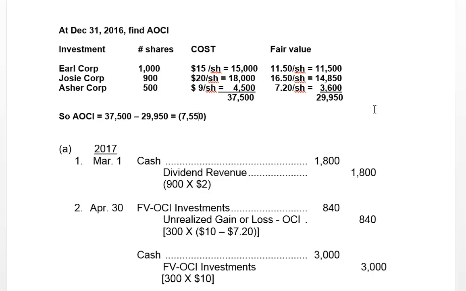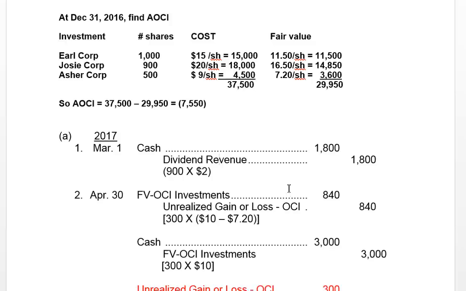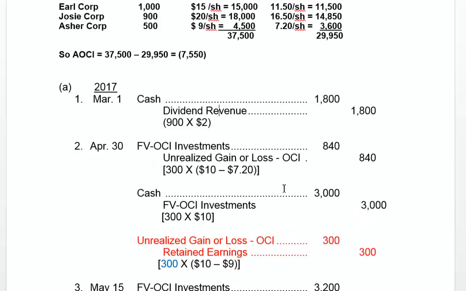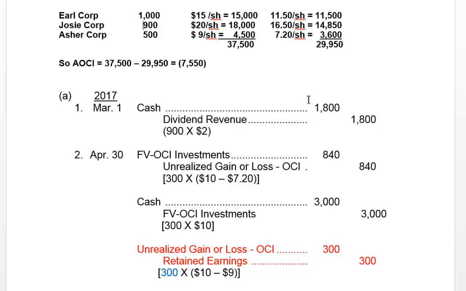So now we're going to move on from there and prepare the journal entries for 2017 and 18. And the first thing we see is that on March the 1st, Josie paid a $2 per share dividend. Well, how many shares of Josie do we have? 900 times $2 a share. You'll remember with the fair value through OCI investments, we don't credit an investment income loss account, but we use a dividend revenue or dividend income account. So we debit cash and credit our dividend revenue as the company Castlegar for $1,800.